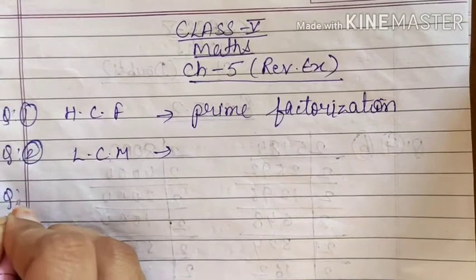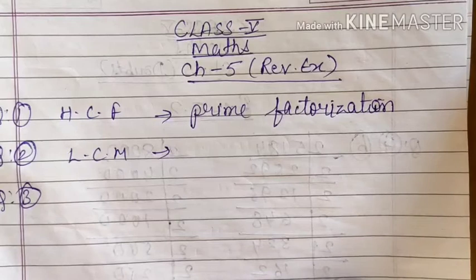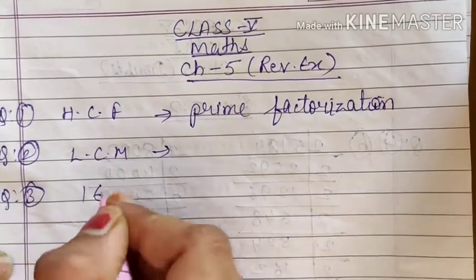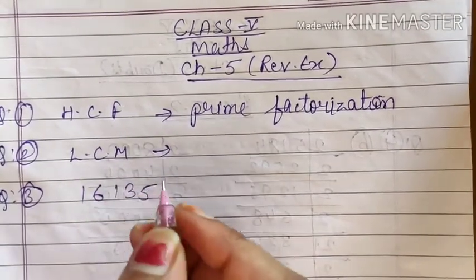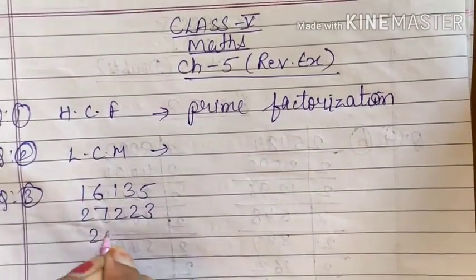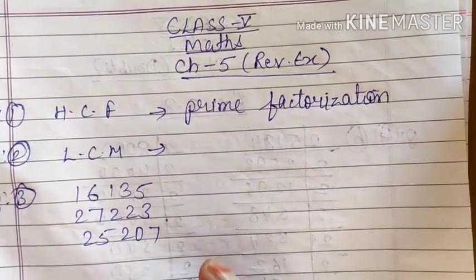Now in question number 3, find the greatest number that divides 16,135, 27,223 and 25,207, leaving exactly 7 as a remainder. Such type of questions we have already done in 5.2. Same questions we have to do here. Here 3 numbers are given, 16,135, 27,223 and 25,207, and the remainder given is 7 from each.